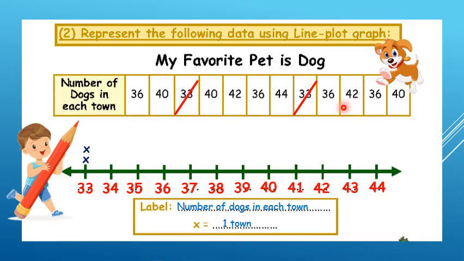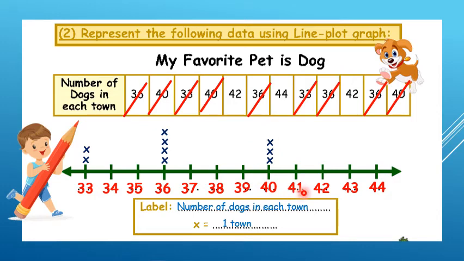36, is there 36? Yes, we have 1, 2, 3, and 4 towns. Then we cross the first one and put X, cross the second one and put another X, then the third one and the fourth one. Then we have 4 X's above 36. It means that we have 4 towns that have 36 dogs. Next, we have 37. Are there any 37 dogs? No. 38? No. 39? No. 40? Yes, we have 40 dogs here in this town. We have 40 at the first one, second one, and third one. 3 towns only. Then on 40, we plot the first X and cancel it, the second X, and the third X. We have 3 towns that have 40 dogs.